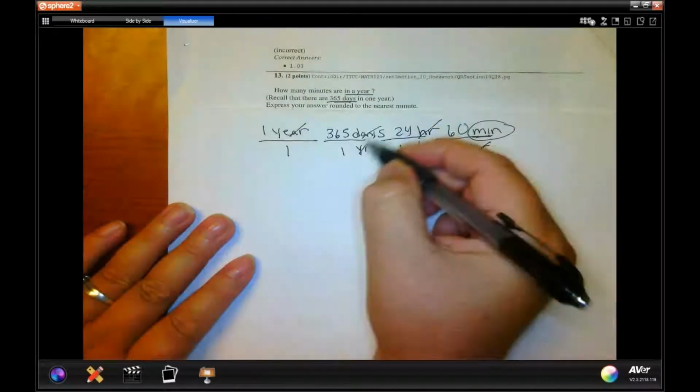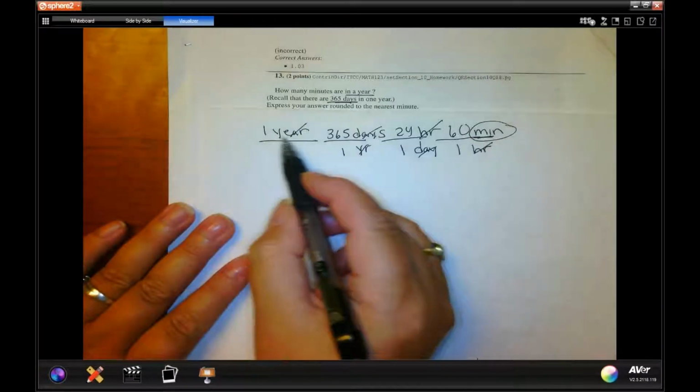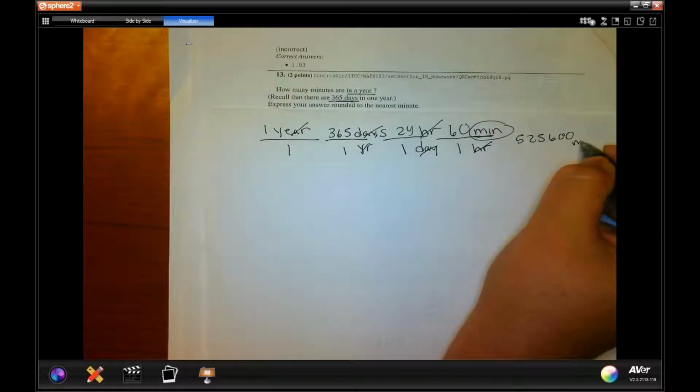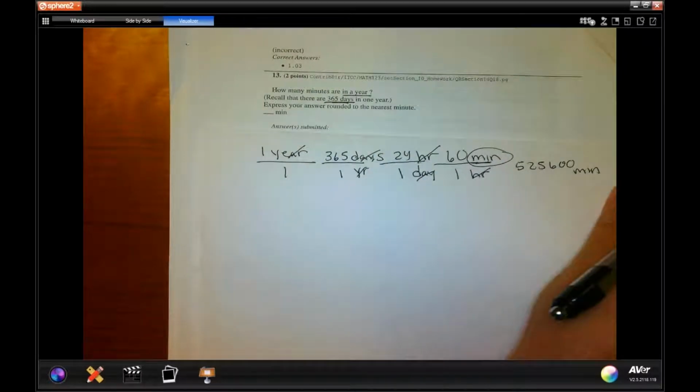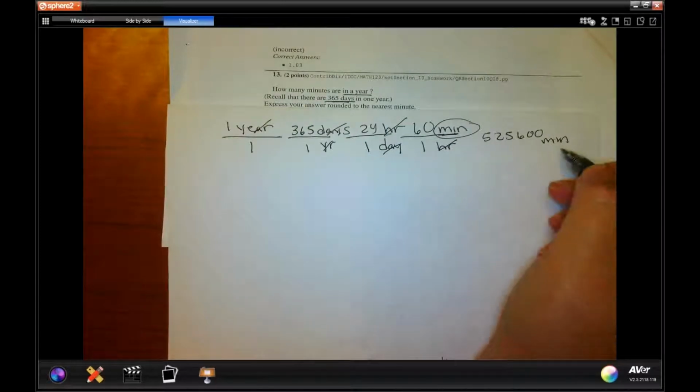So see, this one took a longer path, okay? But we still got there. So now we just need to multiply. And if they said seconds, we would have gone minutes to seconds, right?